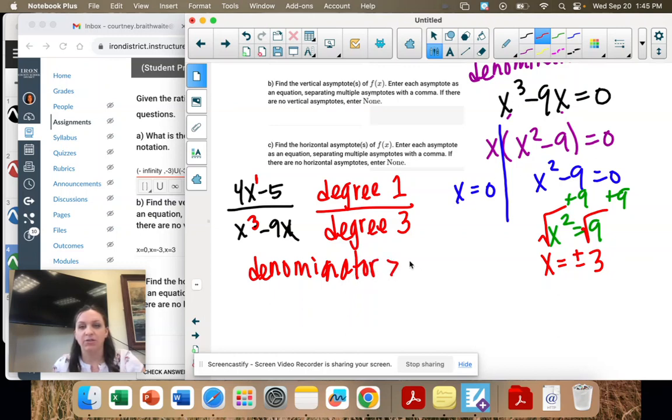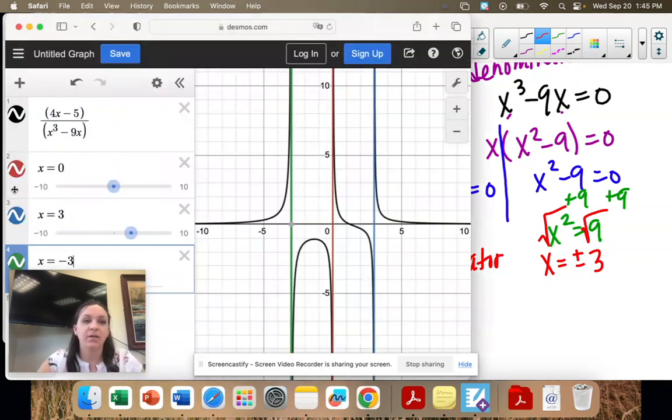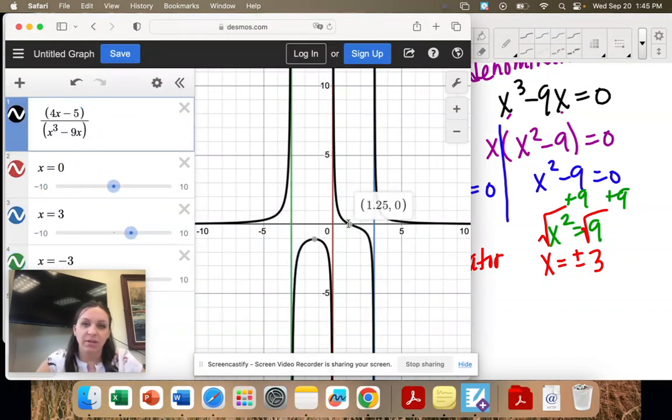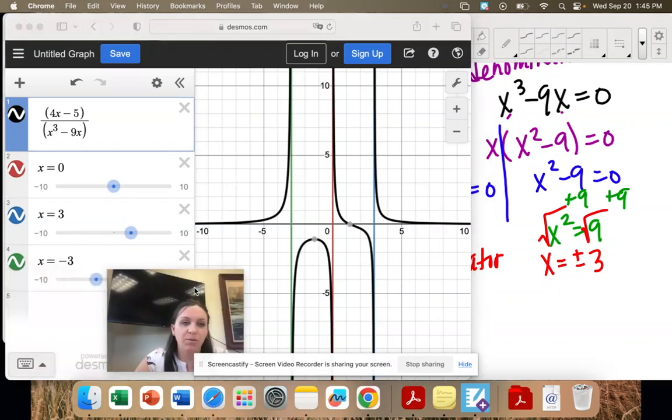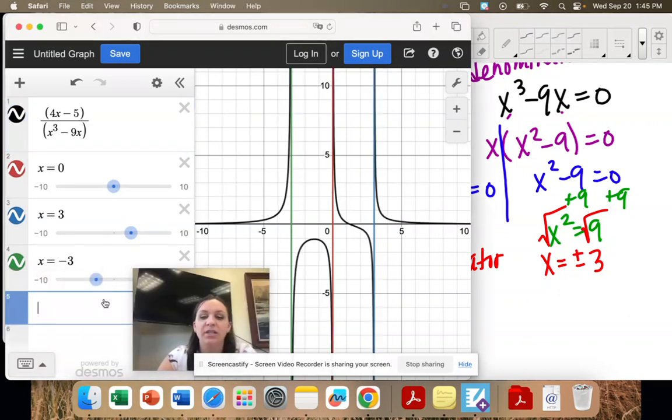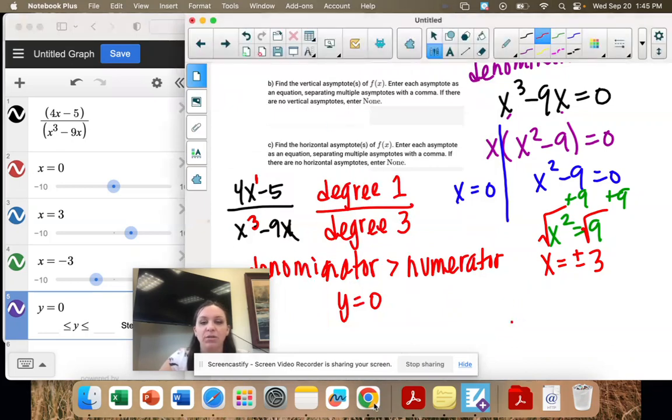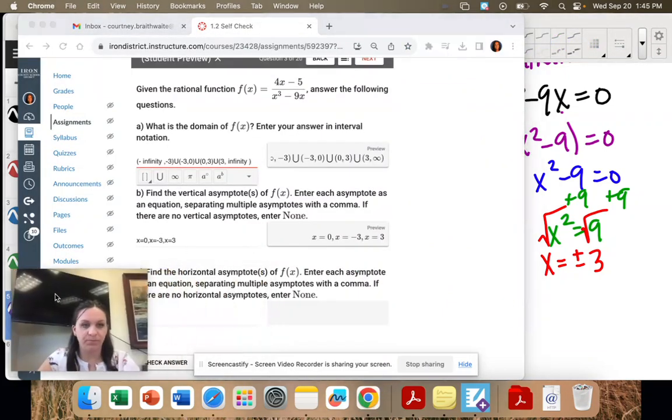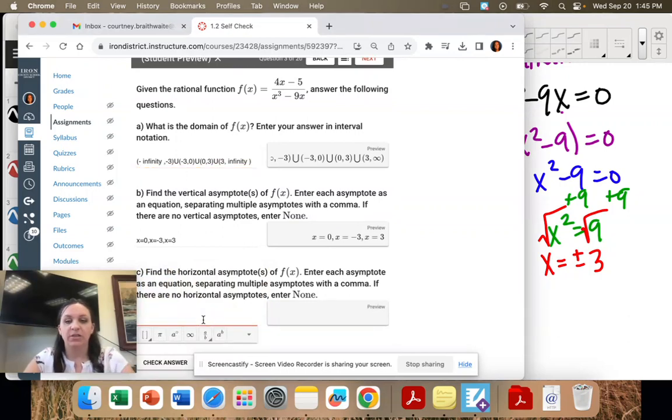So when the denominator has a larger degree, so denominator is greater than the numerator, then y equals 0 is the asymptote. Okay. And on this graph, it goes through right there. Like if you're like, well, what about the graph? Once you hit degree 3, the graph behaves a little different, but that's still an asymptote at our endpoints. Okay, so y equals 0 is our horizontal.